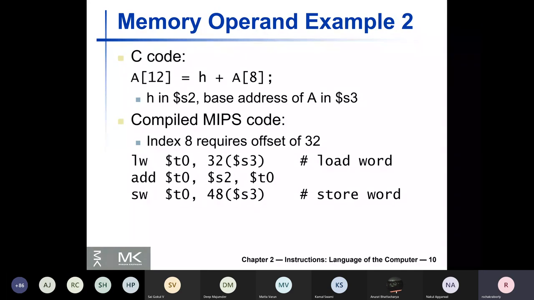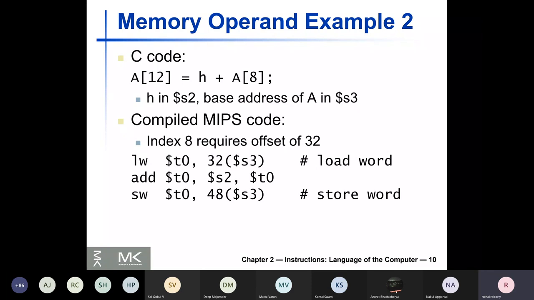Well, you calculate the offset. The offset here is 12 multiplied by 4, because each integer, this is probably an integer, that's why it's 4 bytes. 12 into 4 is 48. So you write the offset, then S3, and you write T0, and then the value from T0 goes and gets stored at the location whose address is calculated as the content of S3 plus 48. Okay.